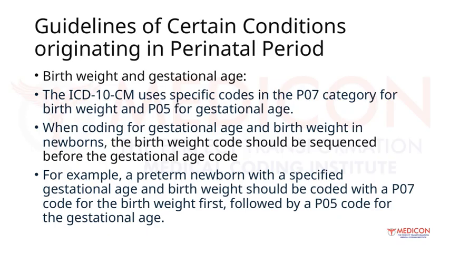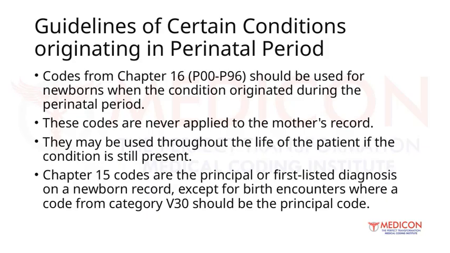managing perinatal conditions. When it comes to coding conditions that originate in the perinatal period, we primarily use codes from Chapter 16, which are designated as P00 through P96. These codes are specifically for newborns when the condition started during that perinatal window. It's important to remember that these codes should never be applied to the mother's record. They are strictly for the newborn's documentation. Another key point is that if the condition persists throughout the patient's life, these same codes can be used long-term.